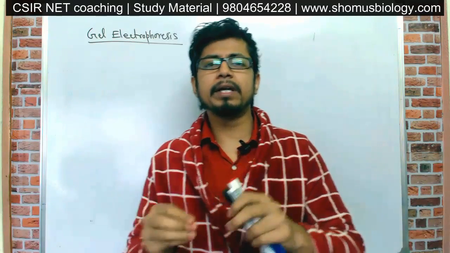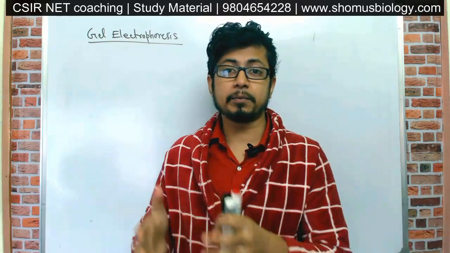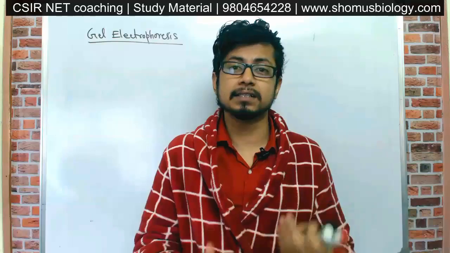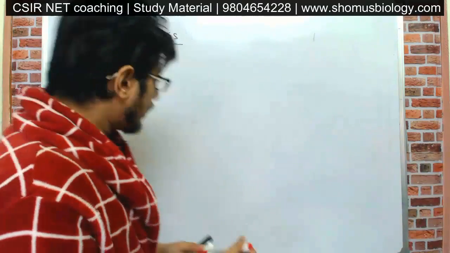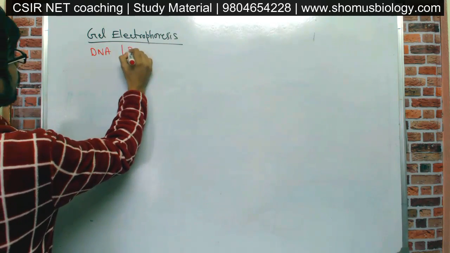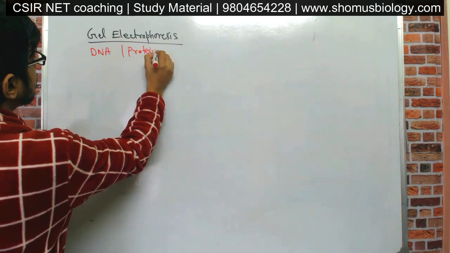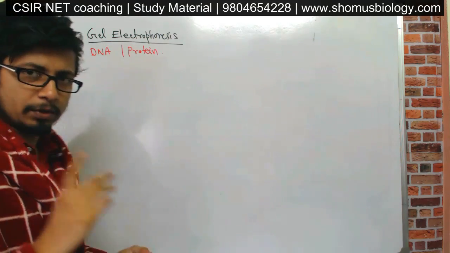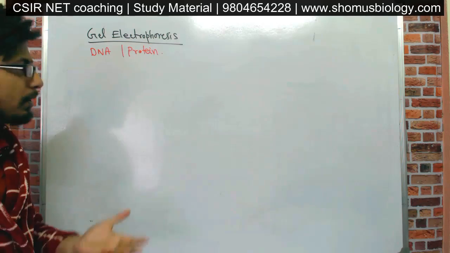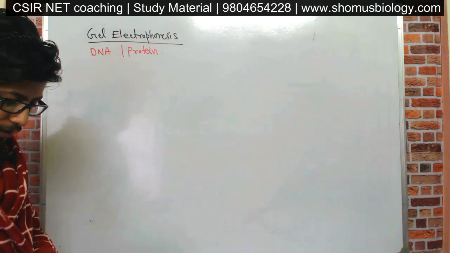So when we are saying that we can separate DNA and protein based on their charge or size, now what things matter the most? Now think about it. I told you that the electrophoresis can be done for the DNA or for the protein. Now in this series of videos, we are going to talk about two videos. In one video, we'll be talking about the DNA electrophoresis. In the second one, we'll be talking about the protein gel electrophoresis.